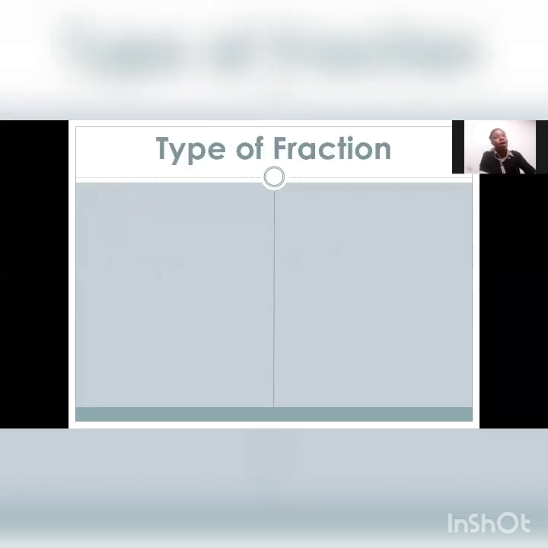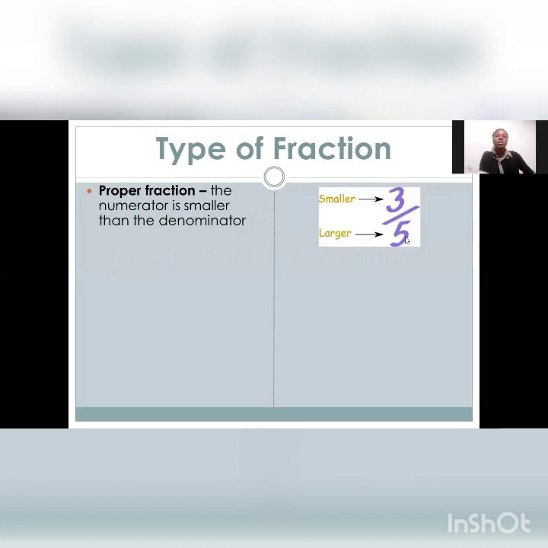Types of fractions. A proper fraction, which is something that we're already used to seeing, is a fraction where the numerator is smaller than the denominator. And this is what it looks like. As you can see, the numerator, which we know is the number at the top, is smaller than the denominator, which is the number at the bottom. That's what a proper fraction looks like.